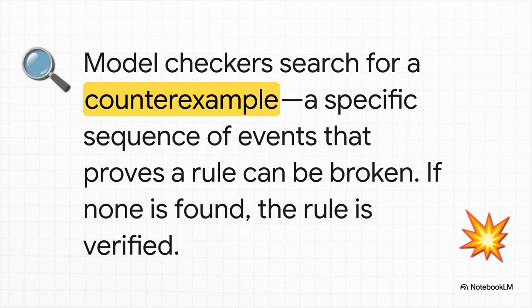And here's the best part. If they find a way to break a rule, they don't just give you an error message. They spit out something called a counterexample. And a counterexample is gold. It's a precise step-by-step recipe that says, do this, then this, then this, and boom, the system breaks. It's incredibly valuable for fixing things.